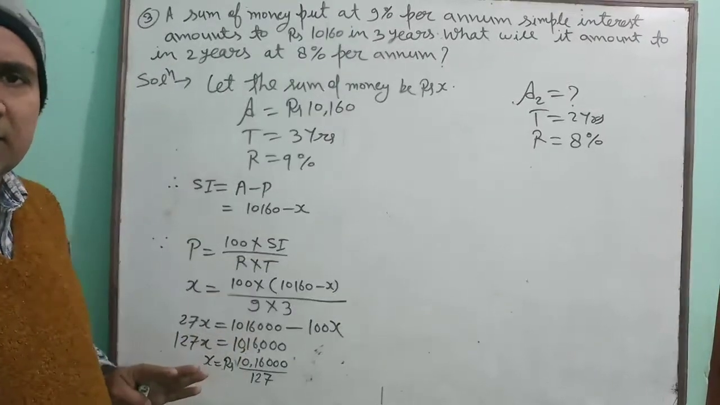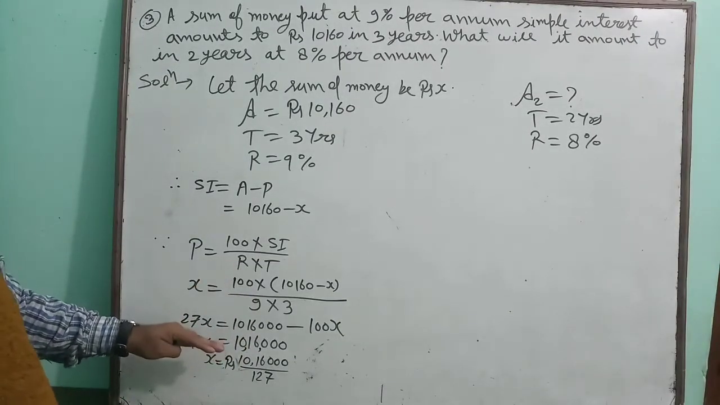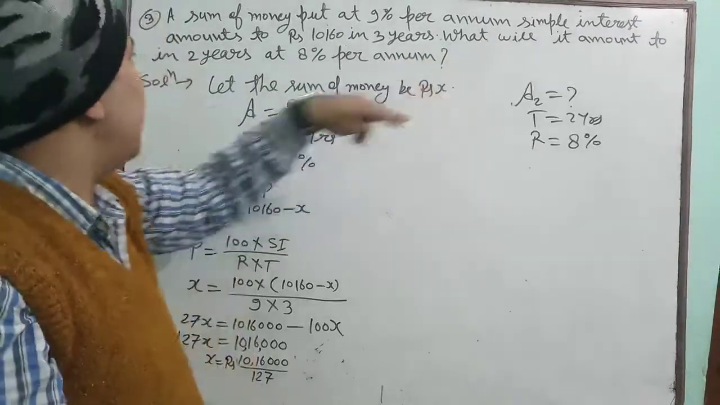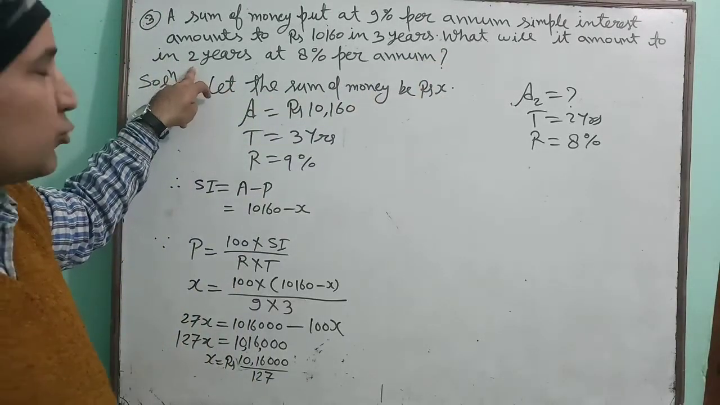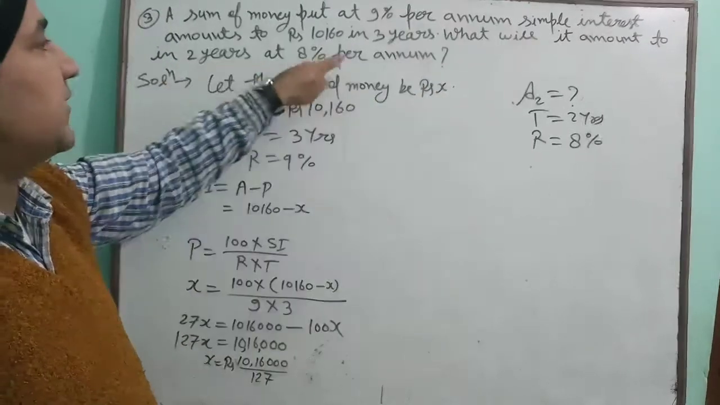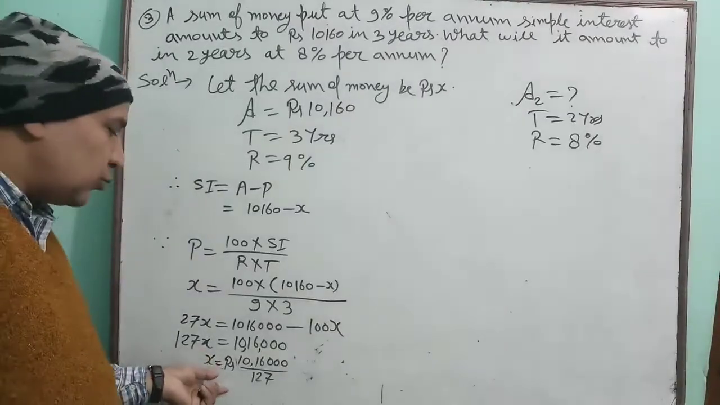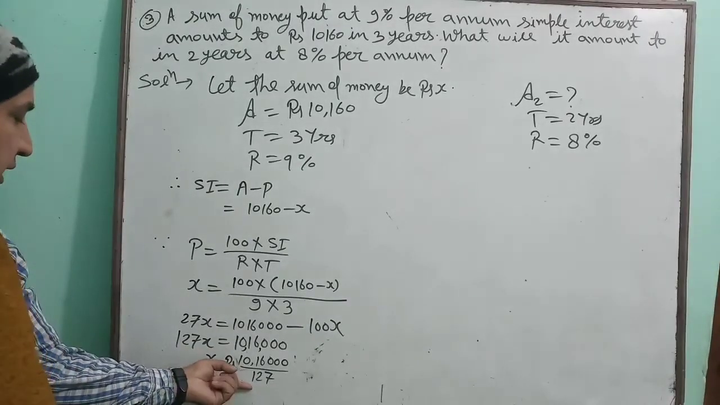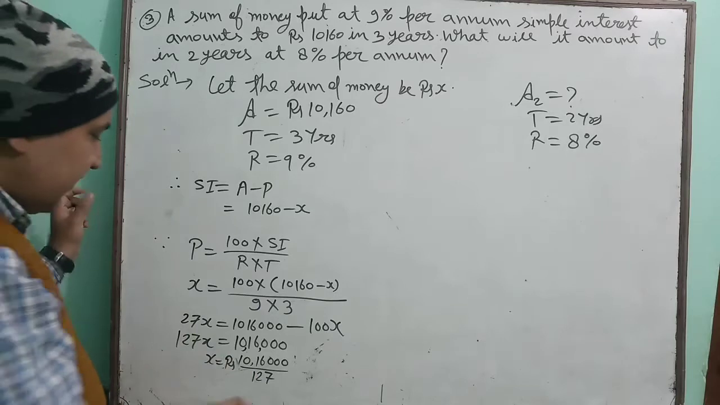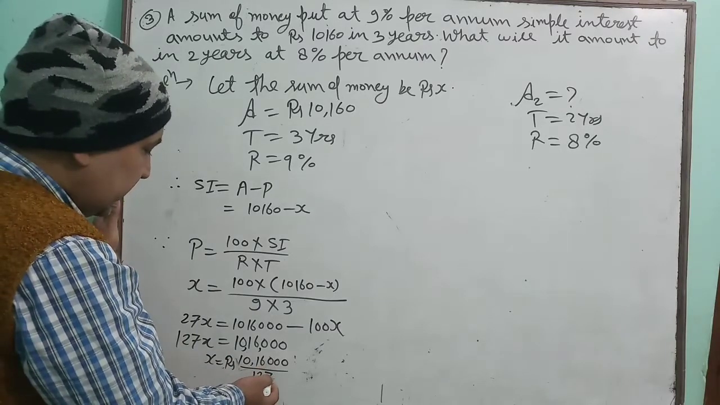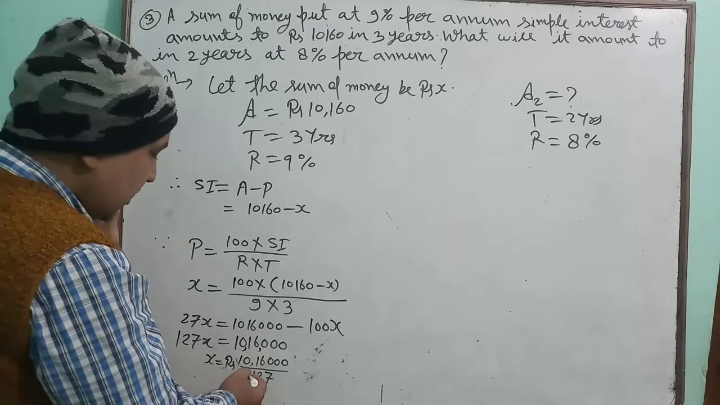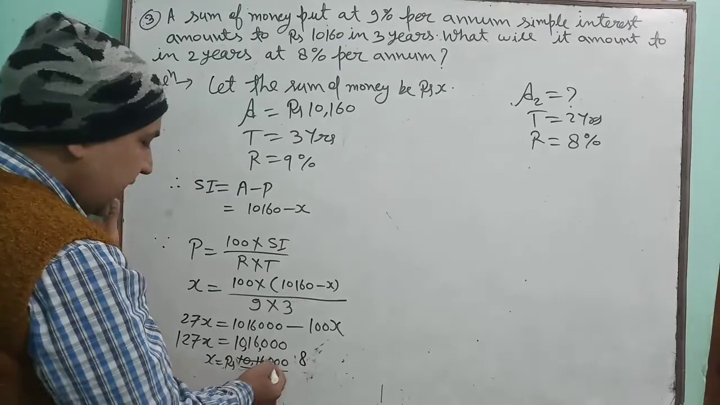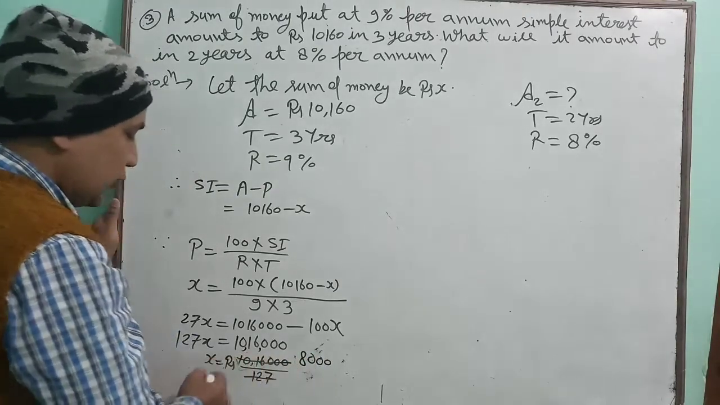But it is not necessary, because the question is not asking what is the sum. The question is asking the amount in the second part. What will it amount to in 2 years? So our main question is the amount in 2 years at 8% per annum. That is why I am not going to divide it. If you wish, you can divide it. 127 into 8 is 1016, yes, 127 is dividing 1016 by 8 times and then 000. So 8,000.